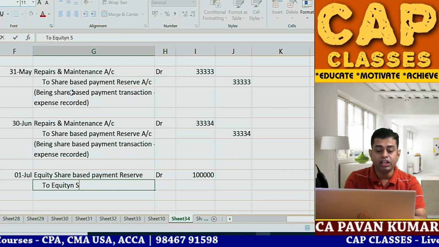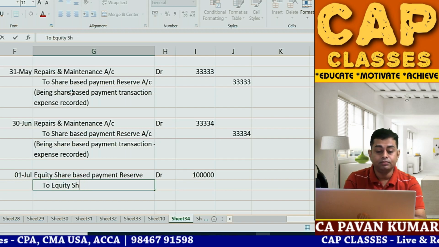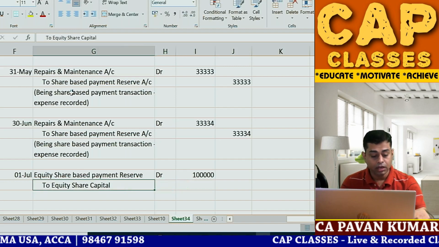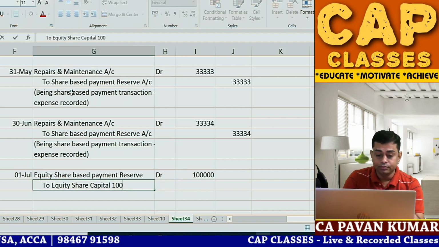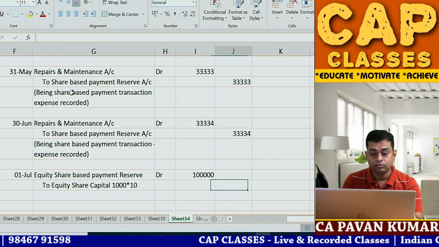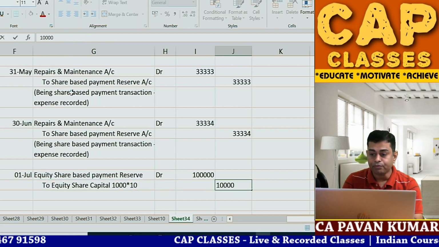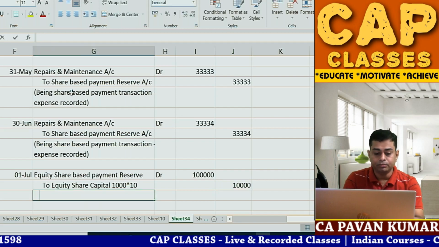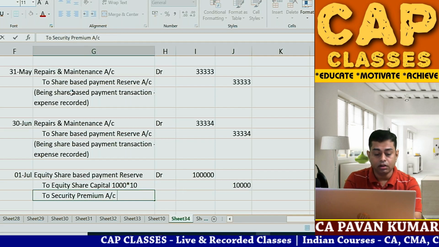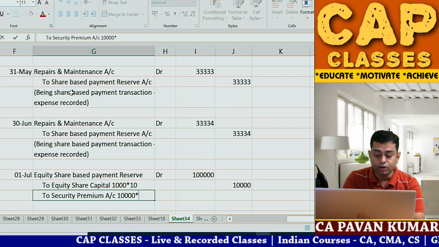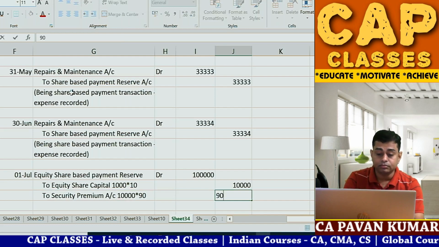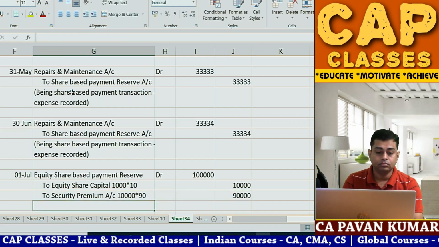To equity share capital. How much? How many shares are issued? 1000 shares of 10 rupees each, 10,000. To security premium account 10,000. Either you can do 10,000 into 90, or you can say the balance 90,000. You understand this?